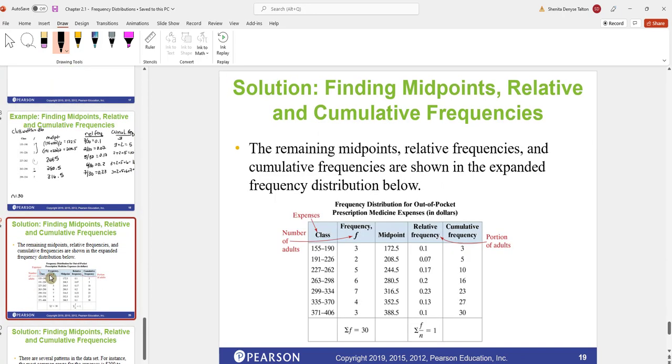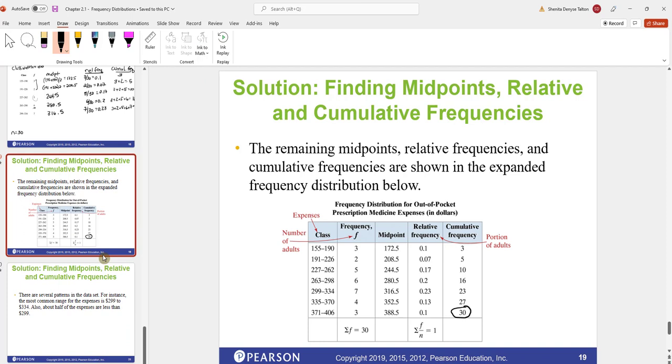All right. So now this is the expanded frequency distribution below. This shows all the classes. Remember, I only did the first 5 classes. So when you add up your frequency column, you should get 30. When you add up the relative frequency, that should be 1. And if you look at the cumulative frequency, the last number in this set should be the total number of data values that you have. And we had 30, so the last number should be 30.